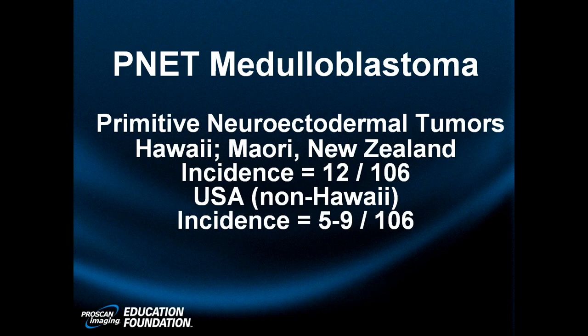These are also considered primitive neuroectodermal tumors. The incidence in certain parts of the world is higher. The Maori population of New Zealand, for you Kiwis that are here, higher incidence. Hawaii, higher incidence. And in the USA, non-Hawaiians, the incidence is somewhere around 5 to 9, whereas in one study, in a very restricted population of children, it was 12 per 10^6. So it was almost double in Maoris in New Zealand than what it was in non-Hawaiians in the United States.